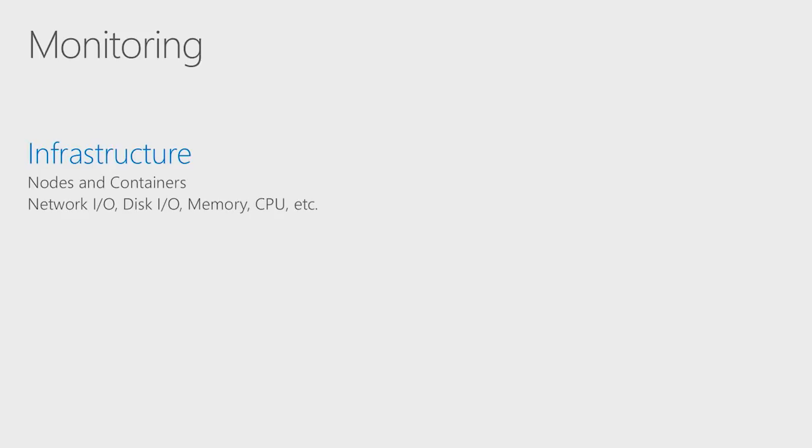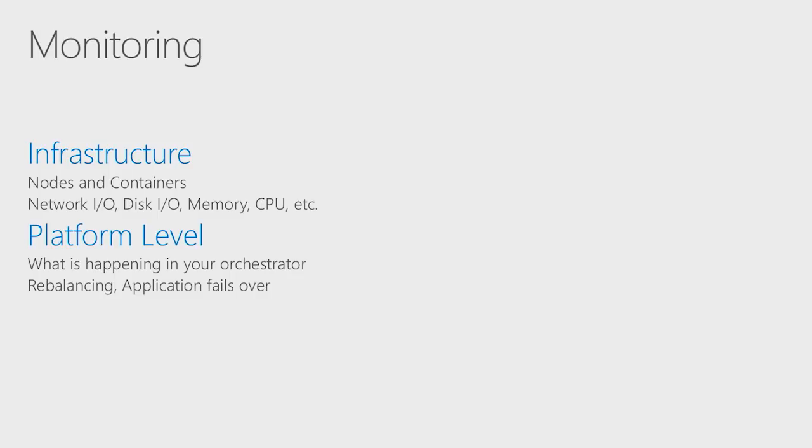Service Fabric is agnostic to monitoring, and so there's a whole bunch of different ways that you can go about monitoring, but there are 3 different levels of monitoring that I like to think about. The first one is infrastructure. Infrastructure is our nodes and our containers. It's our disk input, output, memory, CPU at a very kind of granular level.